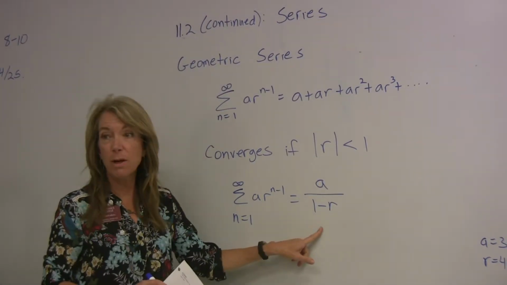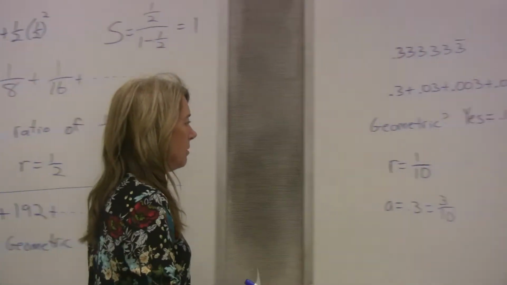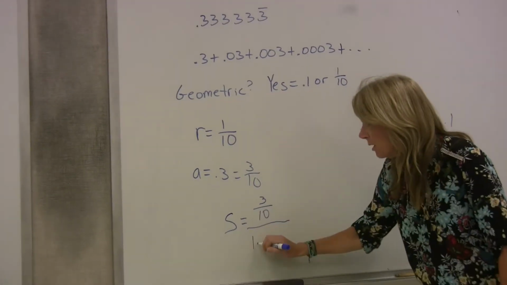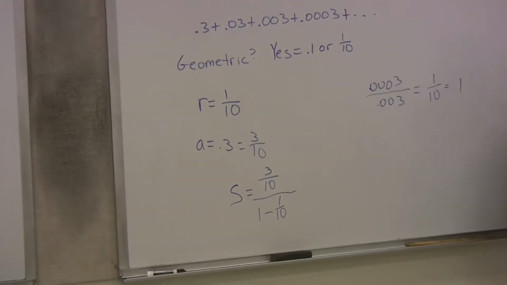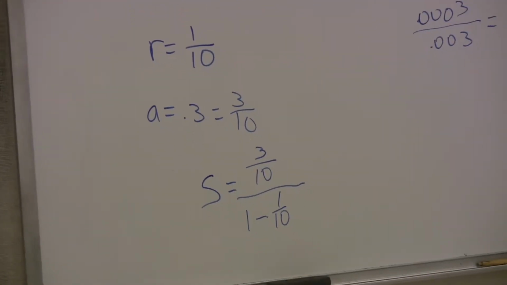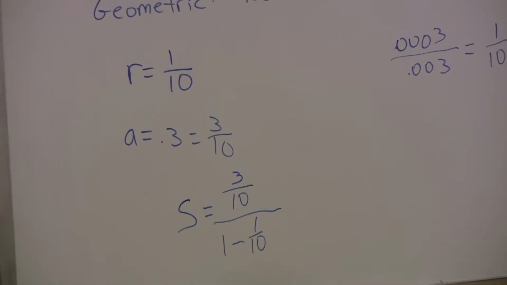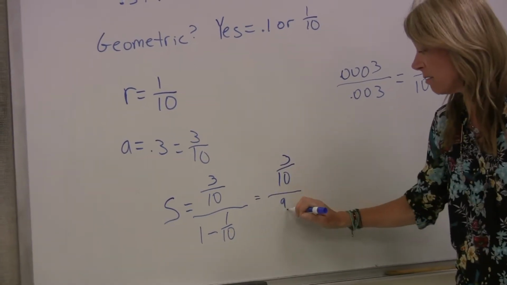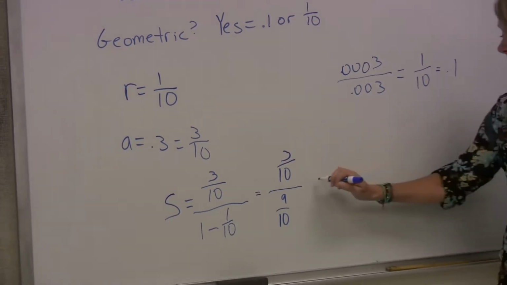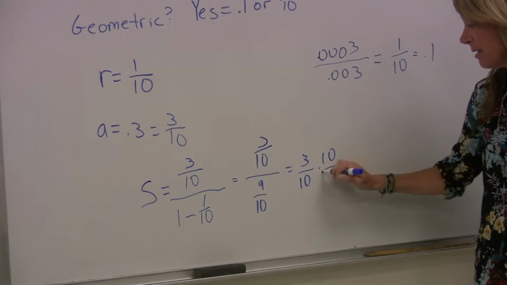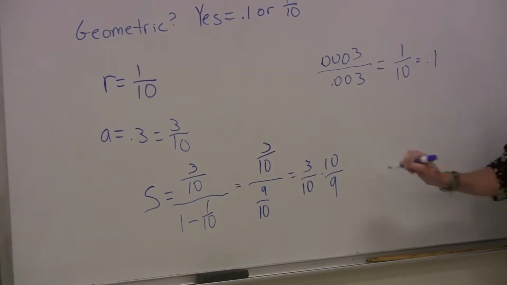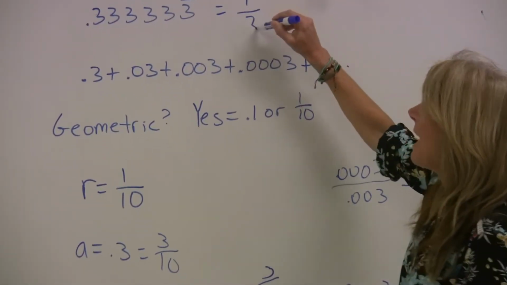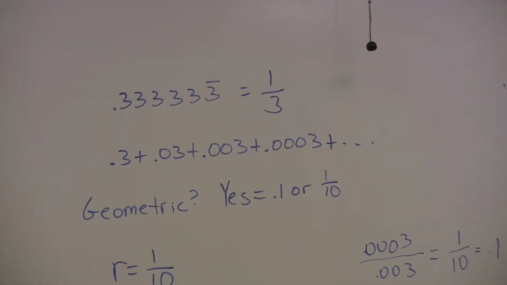So if it converges, this will tell me what it adds up to. We already know what it adds up to, but the sum is equal to the first term over 1 minus the common ratio. You could leave decimals in there if you wanted to, but putting decimals inside of fractions makes them really hard to simplify. Best to just leave them all as fractions. So this is 3/10 over 9/10, which is 3/10 times 10/9. Three over 9, 1/3, which we already knew.